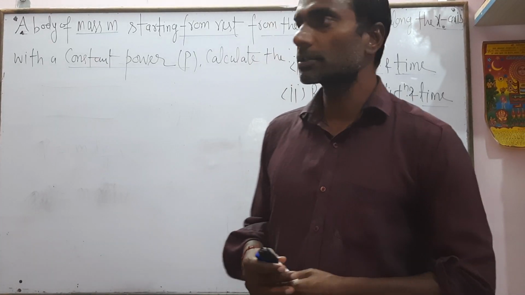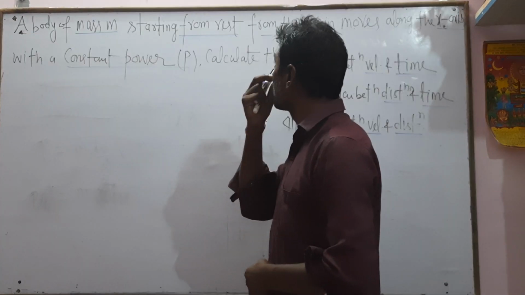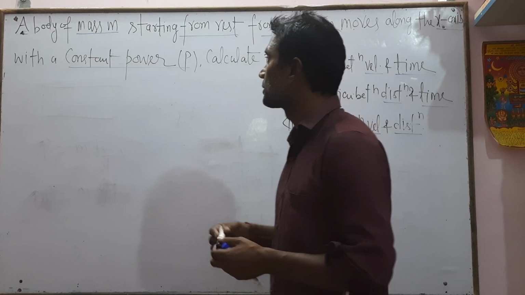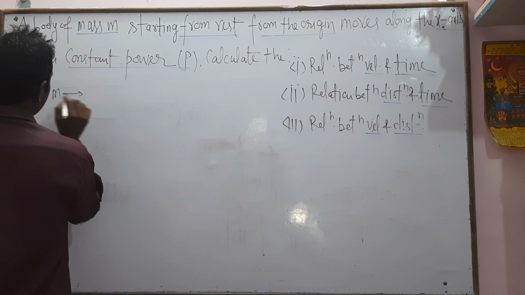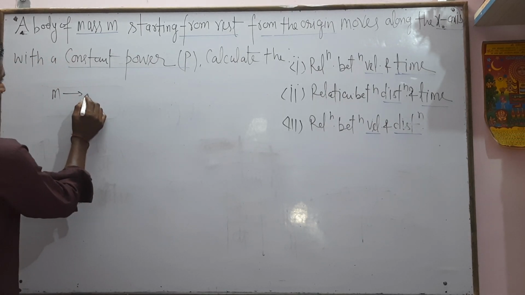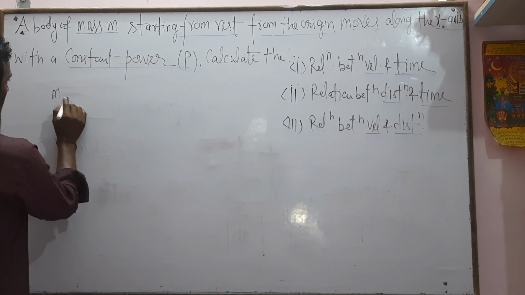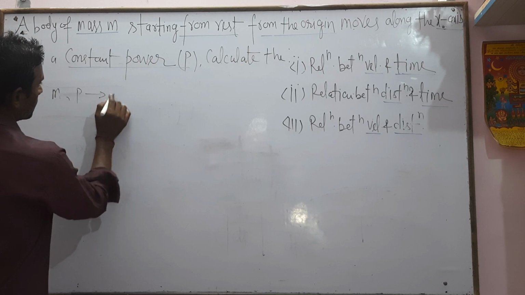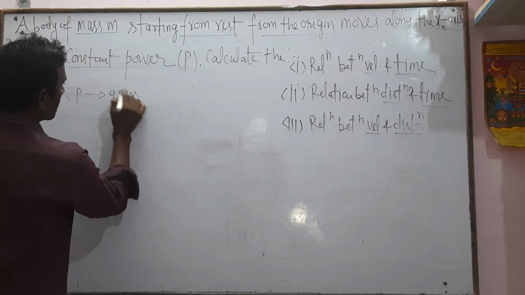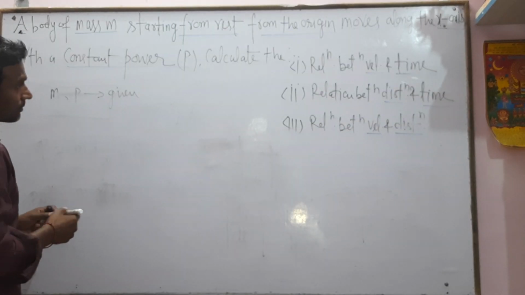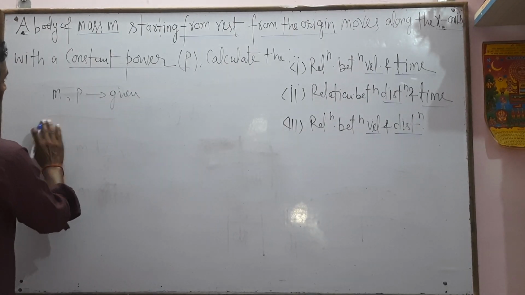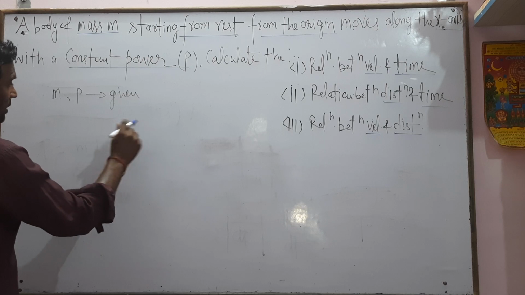In this question, the given information is the mass m, starting from rest, and the power P. Mass m and power P are the given information, and the body moves from rest and from the origin along the x-axis. So we need these three relations.